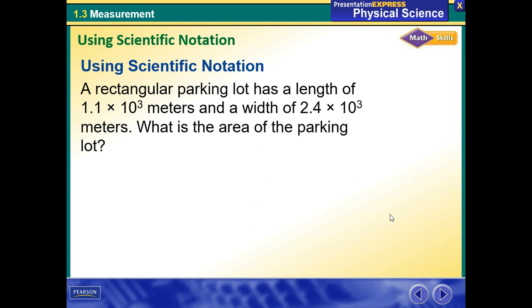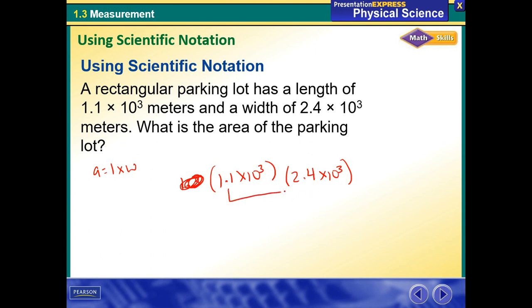Here it says a rectangle parking lot has a length of 1.1 times 10 to the 3rd meters and the width of 2.4 times 10 to the 3rd meters. And I want to know what is the area of the parking lot. Well, 1, I would know that area equals length times width. So I'm going to be multiplying my length to my width and checking this. Notice here you're going to see multiplication.